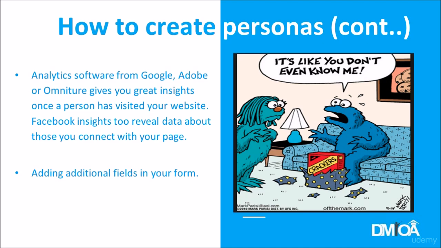Use Google Analytics software, Adobe or Omniture, which again gives you great insights once a person has visited your website. Add additional fields in your form to know. You can sometimes see an additional field on a form which says, where did you hear from us? They want to know what channel of marketing is working best for them.